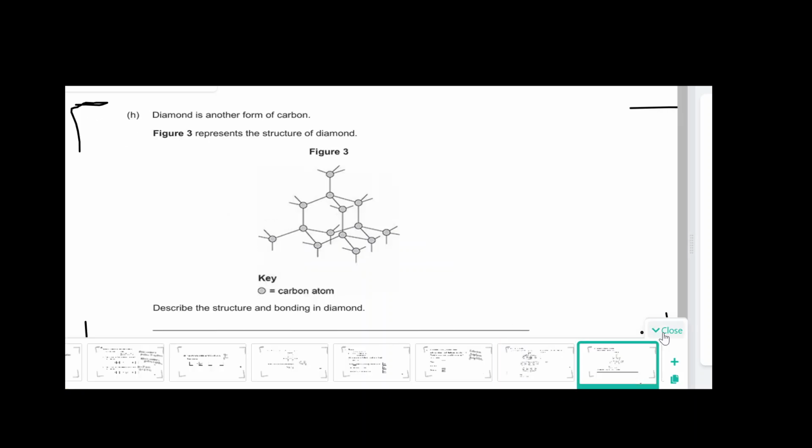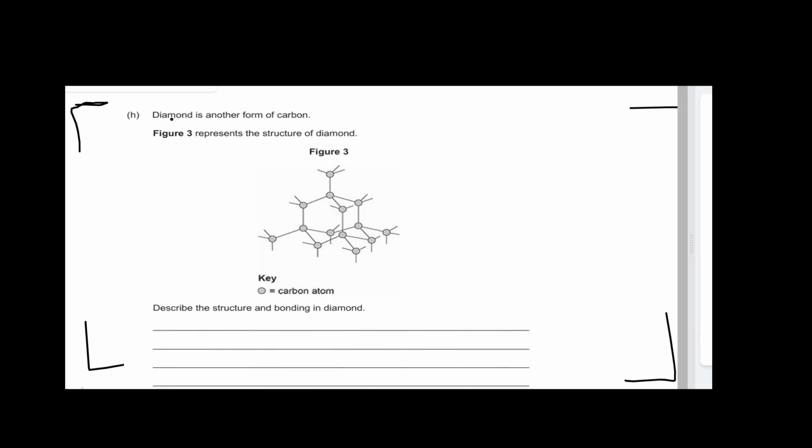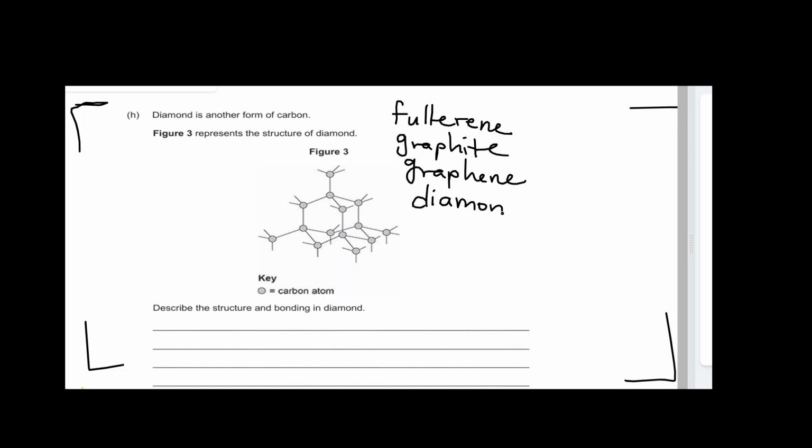And then the last question for this part, diamond is another form of carbon. Figure 3 represents the structure of diamond. So just a quick one, the different forms of carbon that you can find are fullerene, graphite, graphene, which is part of graphite, and then we have diamond. These are all forms that you need to remember.